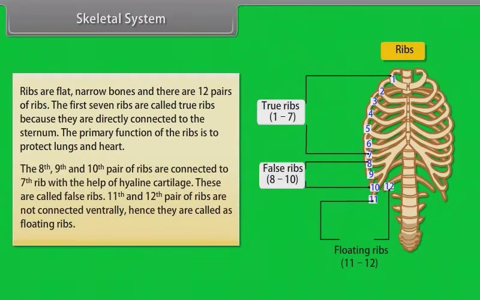The 8th, 9th, and 10th pair of ribs are connected to the 7th rib with the help of hyaline cartilage. These are called false ribs. The 11th and 12th pair of ribs are not connected ventrally. Hence they are called floating ribs.